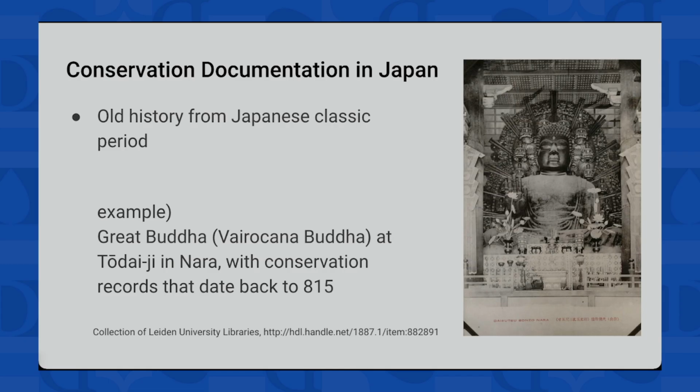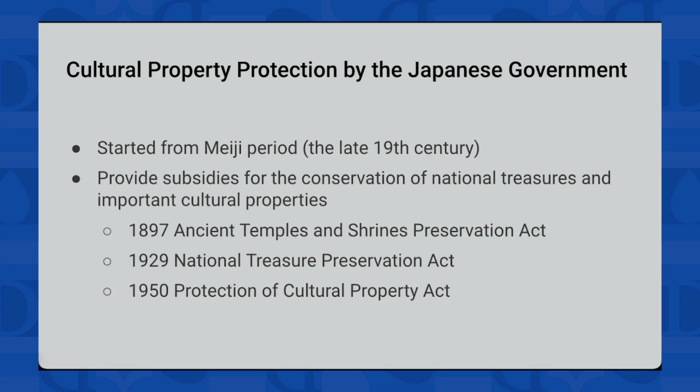The history of cultural property conservation in Japan is long-standing. For instance, there are conservation records of the halo of the Great Buddha at Todaiji Temple in Nara that date back to the 19th century. However, the systematic creation and accumulation of conservation documentation began in the late 19th century when the government initiated cultural property protection efforts.